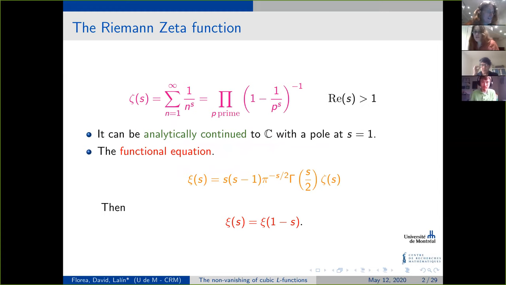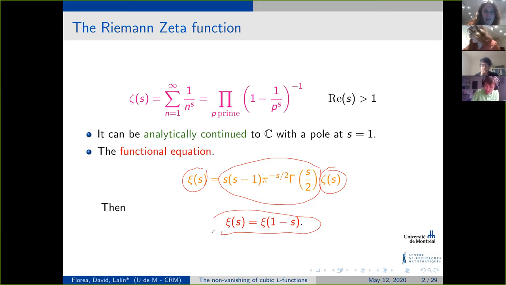Another feature is that it satisfies a functional equation, okay? That can be written very nicely if you allow for some modification of the function. If you multiply the Riemann zeta function by certain factors and get the xi function, then the functional equation can be written as xi of s equals xi of 1 minus s. So it's very, very symmetric.